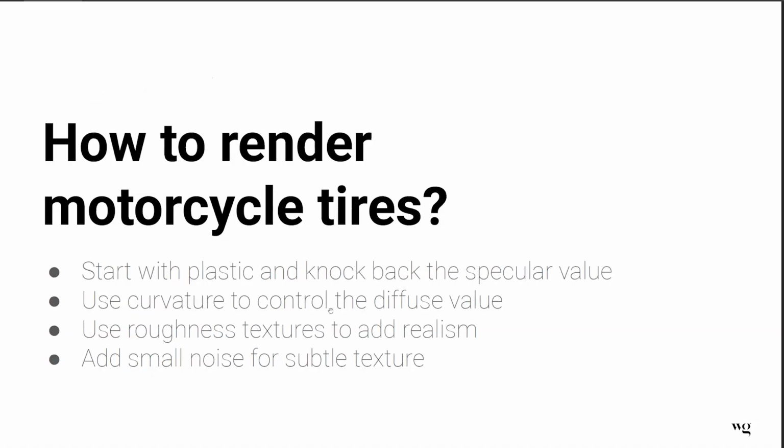So the next question is going to be, how do we render motorcycle tires? I'm going to suggest that we start with a plastic, and then reduce the specular value so the light doesn't bounce off it, so it's not as shiny. I'll recommend using curvature to control the different diffuse values. We're going to add a roughness texture to add some realism, and then some small noise for a subtle texture. Now, if we pop back into KeyShot, I'll show you what I'm talking about here.